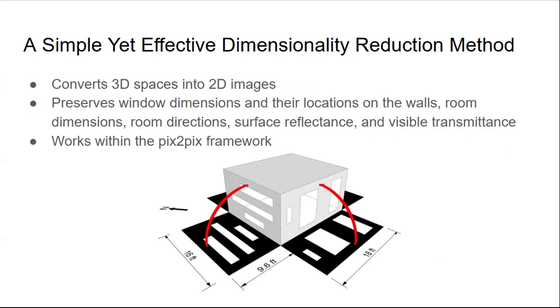This is not a method like PCA, which tries to really reduce the dimensions of the data, but rather a method that turns 3D information into 2D. Traditionally, pix-to-pix based models mentioned in the literature review rely on detailed 3D models, which take a lot of time to create and process. Our method simplifies this by unfolding a 3D room into a 2D image.